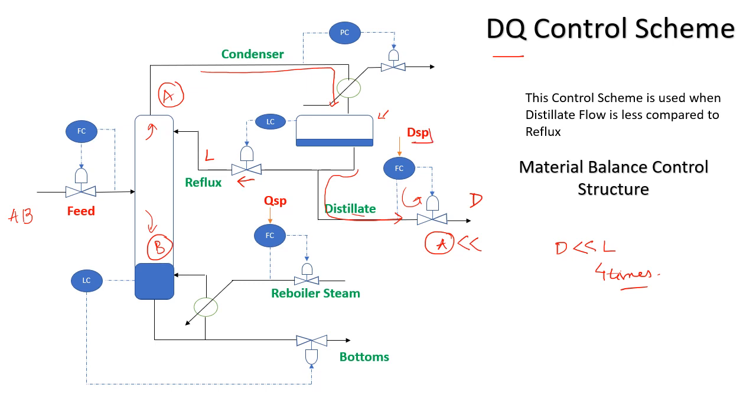What are we going to do? We are going to give the set point to this D, this distillate that is flowing through it, and we are also going to give a set point to this reboiler steam, right? Okay, so this is another control structure. So we have seen now LQ control, we have seen also DQ control.